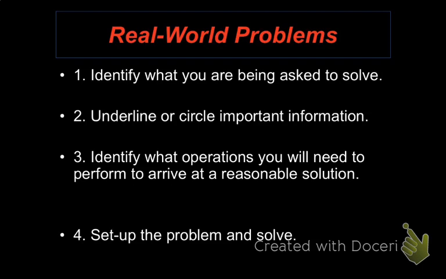Now you'll notice that we have some real world problems coming up here, and here are some steps that we are going to use to help us with real world problems. We will use these throughout the school year to help us out here. First, we're going to identify what we are being asked to solve. What's it telling us to do? What are we finding? Second, we are going to underline or circle important information. In the past, you may have heard this as annotating, but this is just to help us focus on the important parts of our math problem. Step 3, identify what operations I need to perform to arrive at a reasonable solution. What operations is it telling me to do? And then step 4, set up and solve that problem.